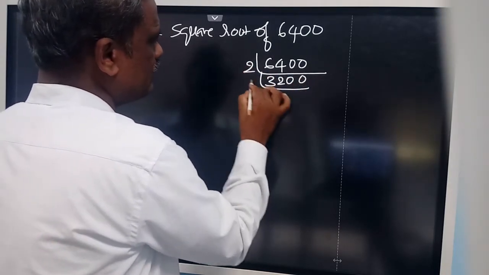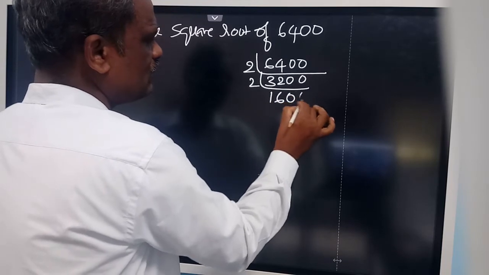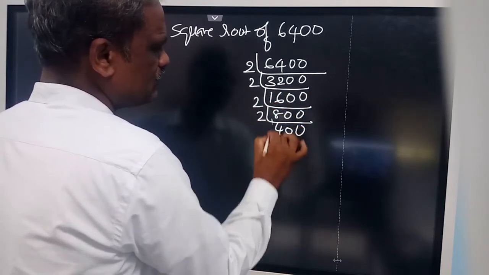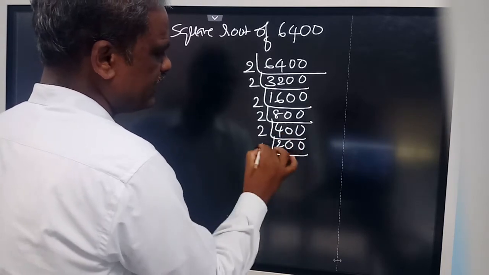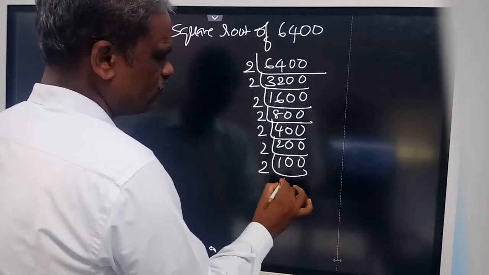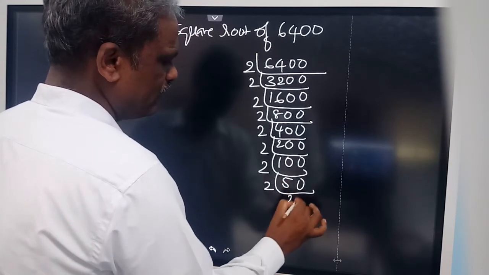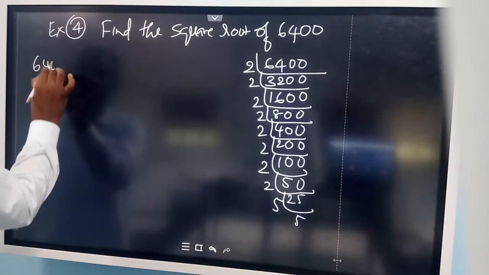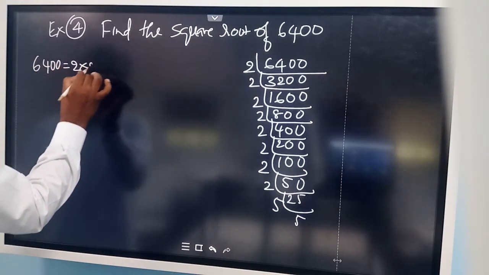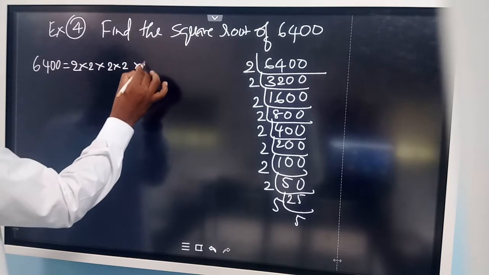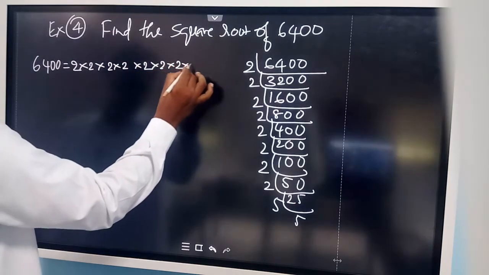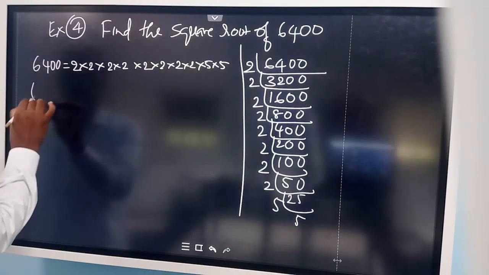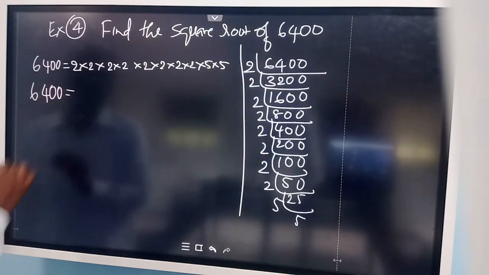6400: you can factorize 6400 by the smallest prime number 2. 2 threes are 6, 2 twos are 4, 0 0. Again 2 ones are 2, 2 sixes are 12, 0 0. Again 2 eights are 16, then 2 fours are 8, then 2 twos are 4, 0 0. Again 2 ones are 2, 2 fives are 10, 2 twenty-fives are 50, 5 fives are 25. So 6400 can be written as 2 into 2, 2 into 2, again 2 into 2, 2 into 2, then 5 into 5. This is the factorizing form. So we have factorized.